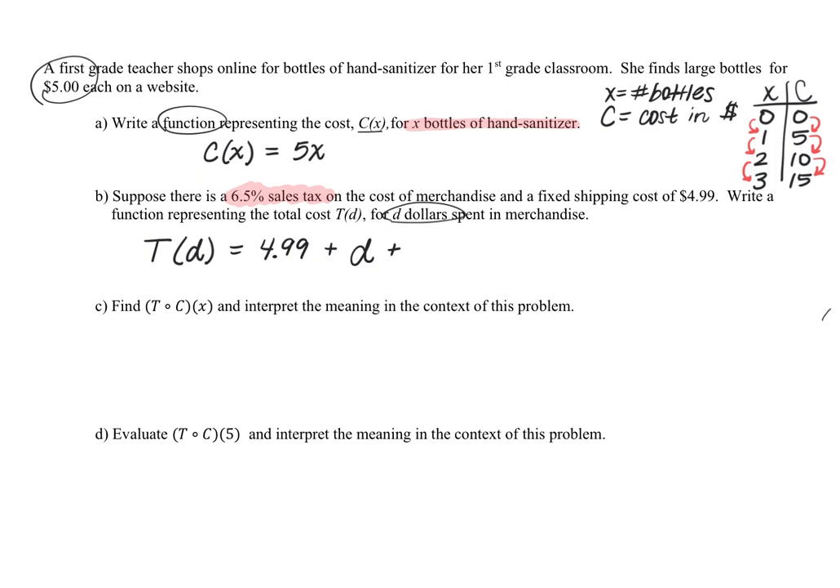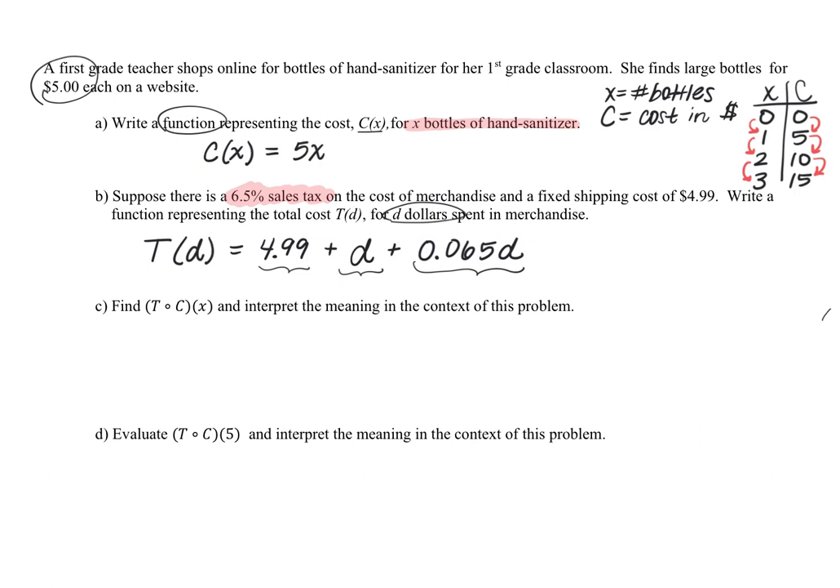So 6.5%, you're going to move that decimal 2 places to the left. That's 0.065. So I would have to multiply the number of dollars that I spend by the 0.065. So this will tell us how much I'm having to pay in taxes. Then the D is how much I was actually paying in total. And then the $4.99 is my shipping.